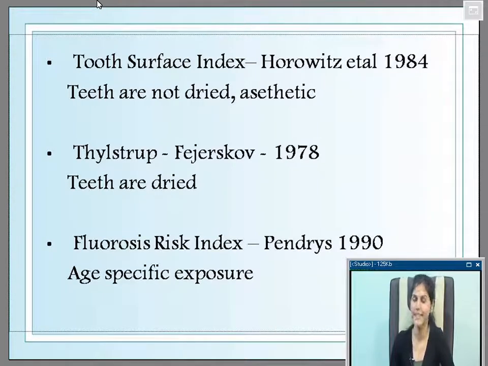And the last index you can see is not very commonly or routinely used. It's the fluorosis risk index given in 1990. Now what the fluorosis risk index does is it is age-specific exposure.